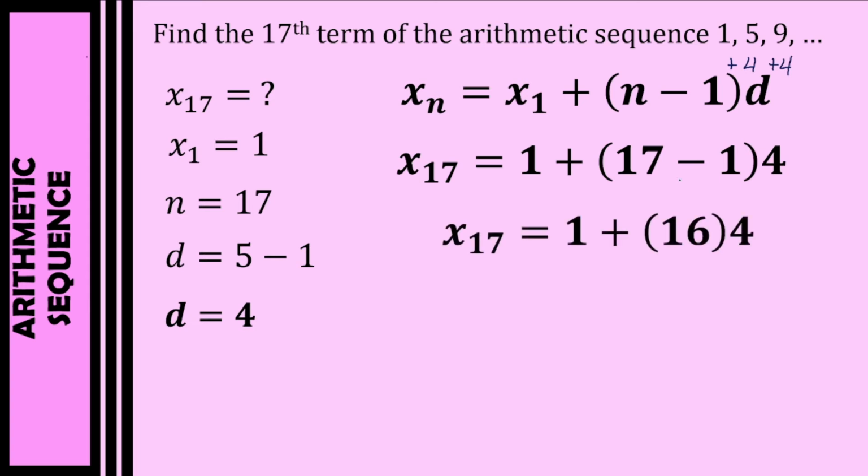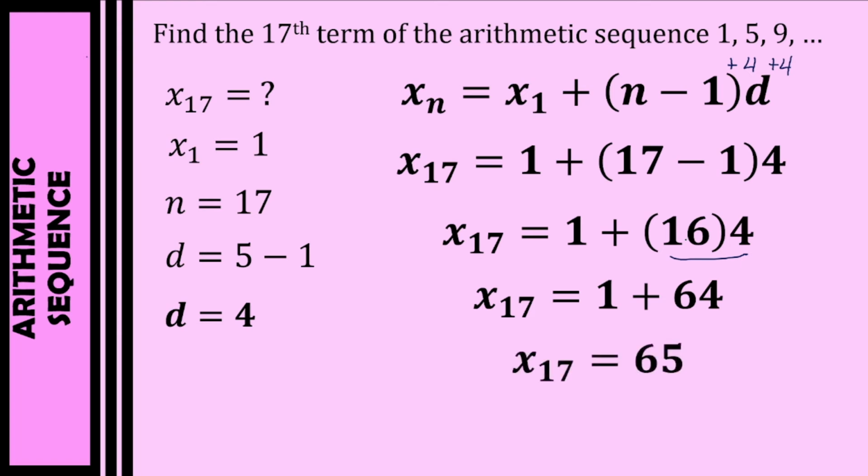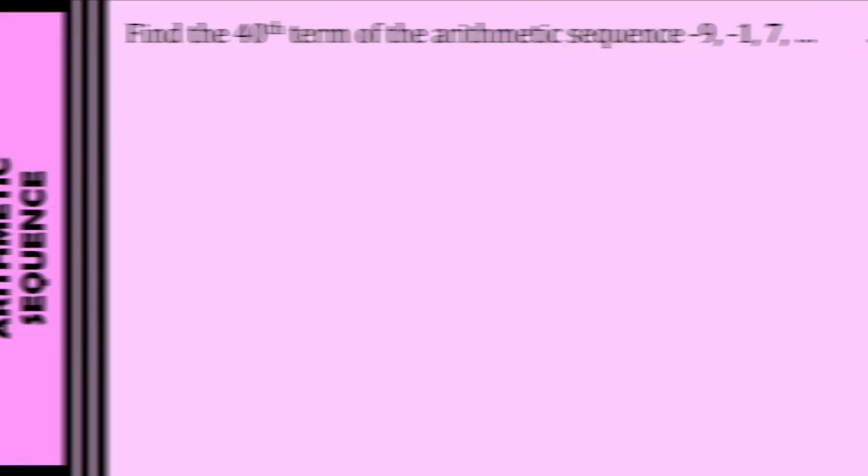Then, again, order of operations. After grouping, exponent, since we don't have any exponent, we proceed to multiplication and division from left to right. Since we have multiplication here, we start with 16 times 4, which is 64. Then we add 1 plus 64, and the 17th term of this arithmetic sequence is 65. Okay, so that's it.